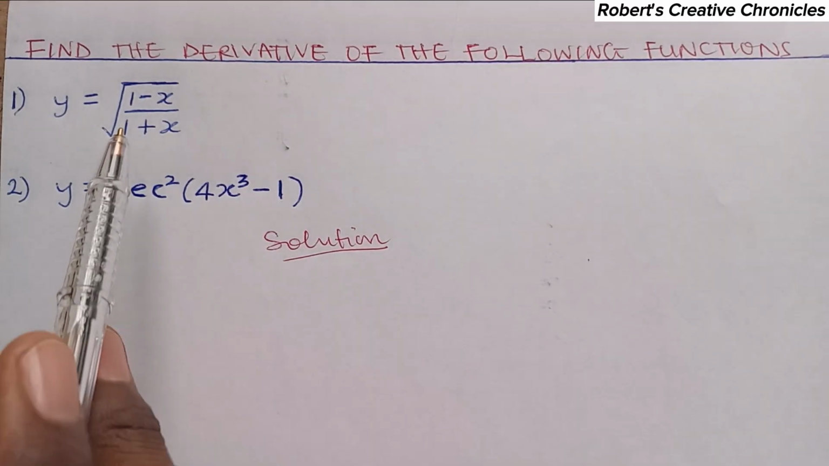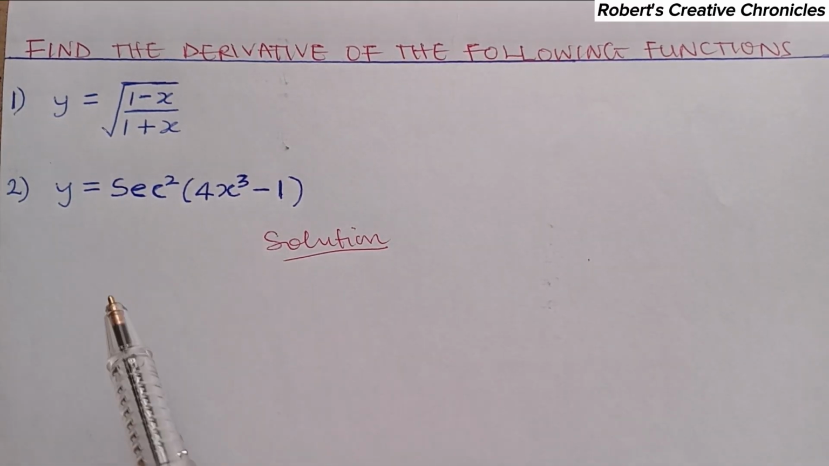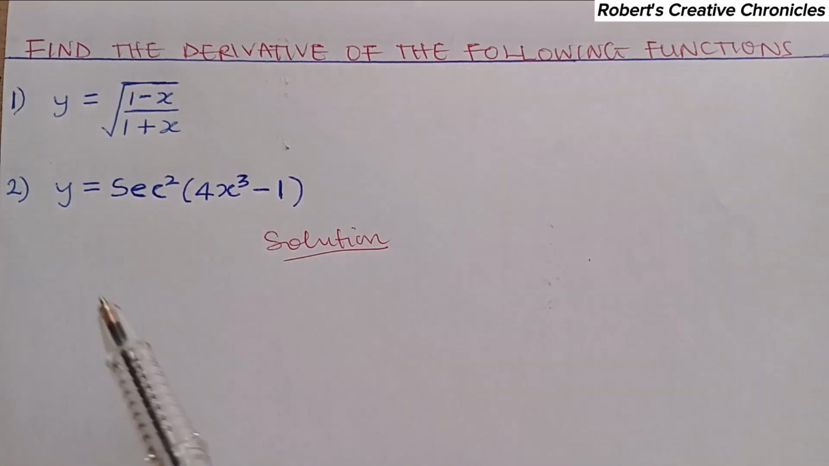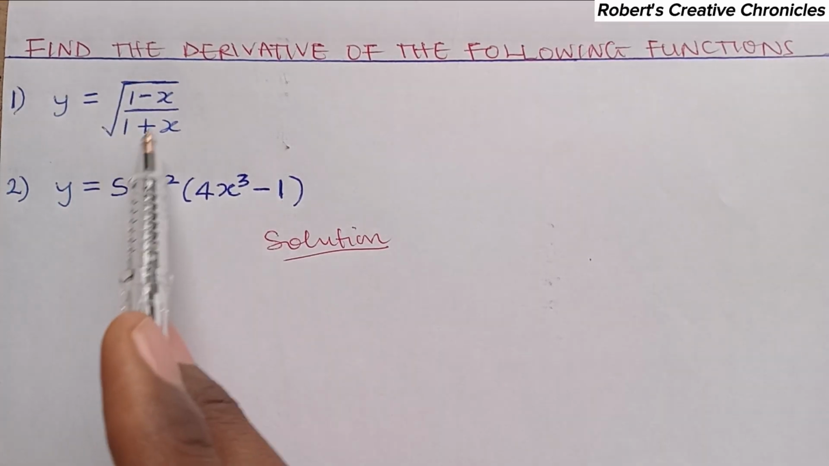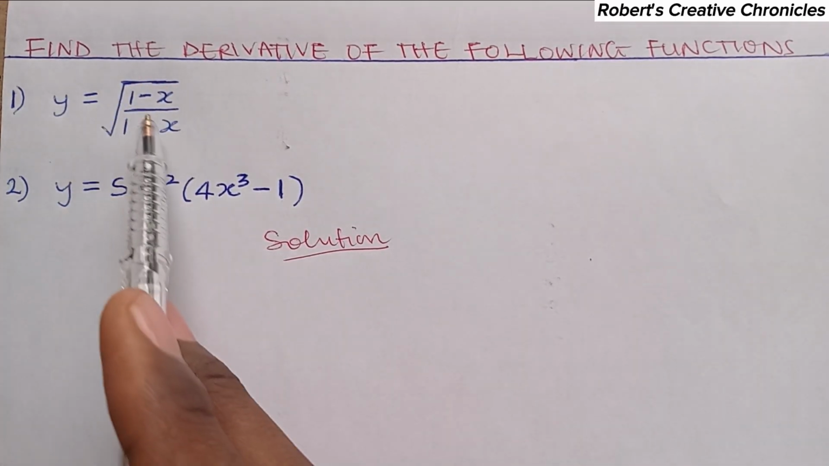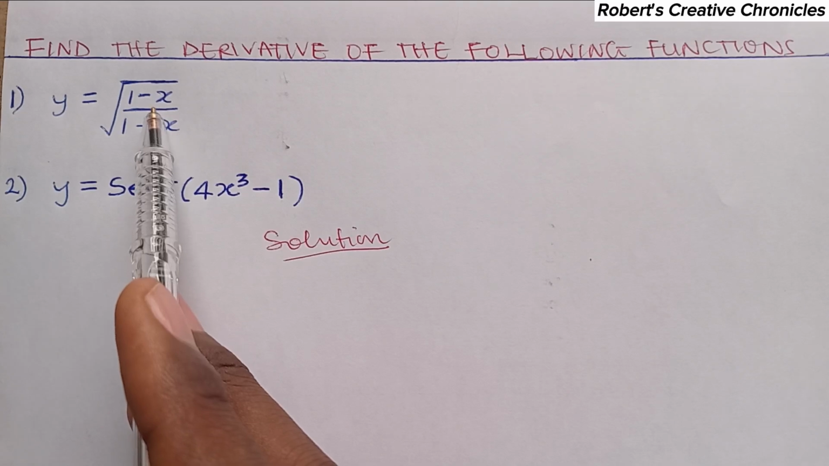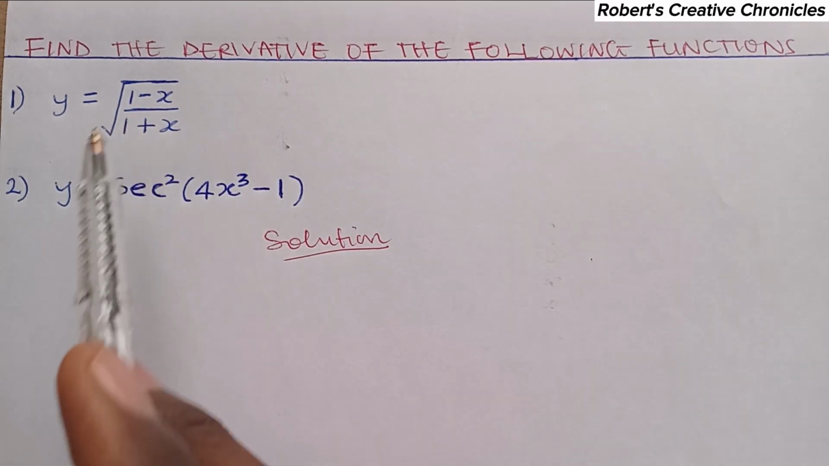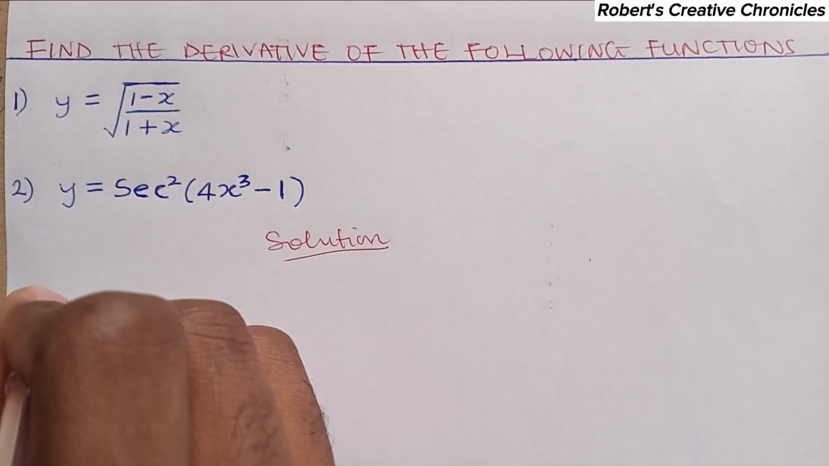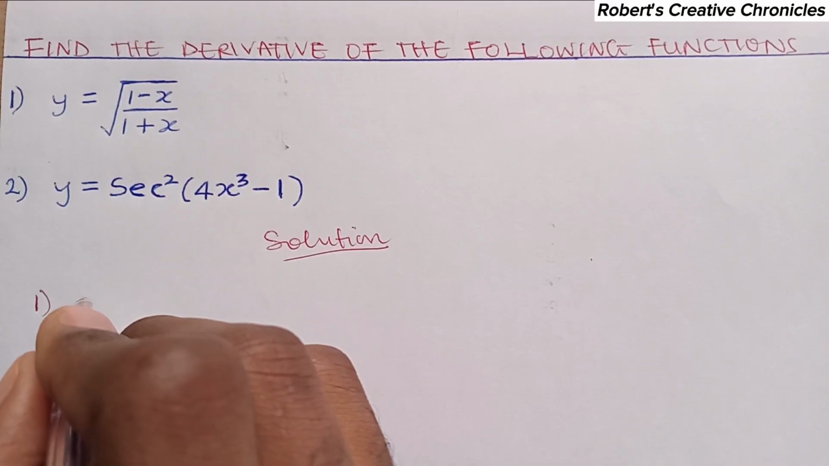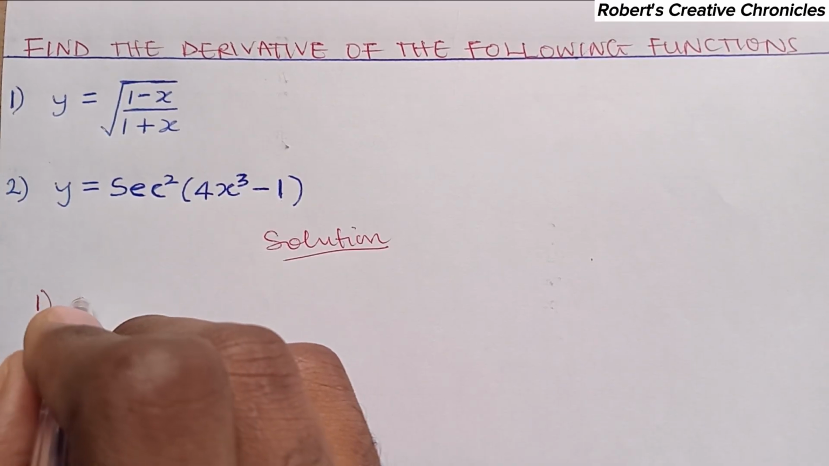Now you have to first analyze the functions to know the method you are going to use to differentiate it. Now this, you can obviously see, is a composite function. So it's a function of a function. So we are going to differentiate it using the chain rule.